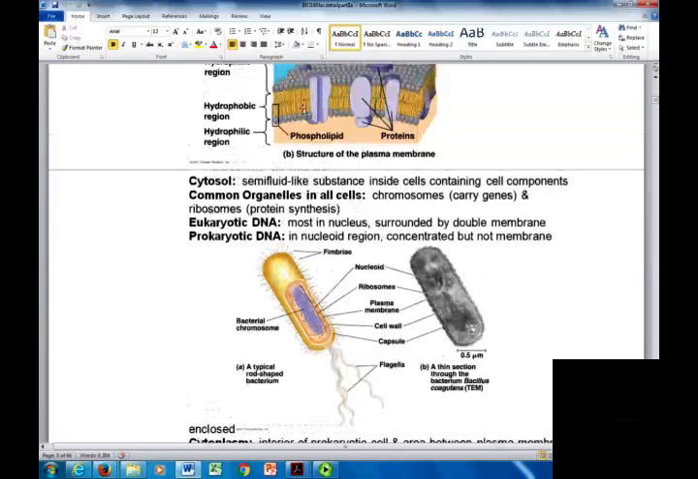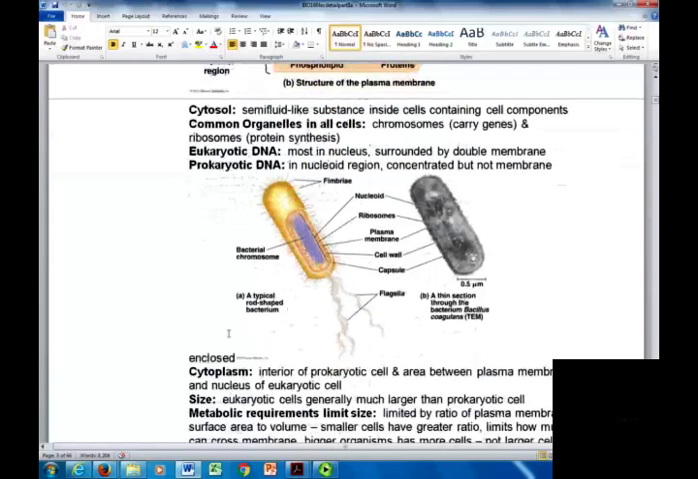So it's like this phospholipid bilayer, but there are two phospholipid bilayers. Your prokaryotic DNA is in the nucleoid region. There isn't a separate membrane-bound nucleus, but it's not freely floating around either. It's concentrated in one particular area of the cell. So this is showing a prokaryotic bacterial cell here with its nucleoid region all being condensed in one area.